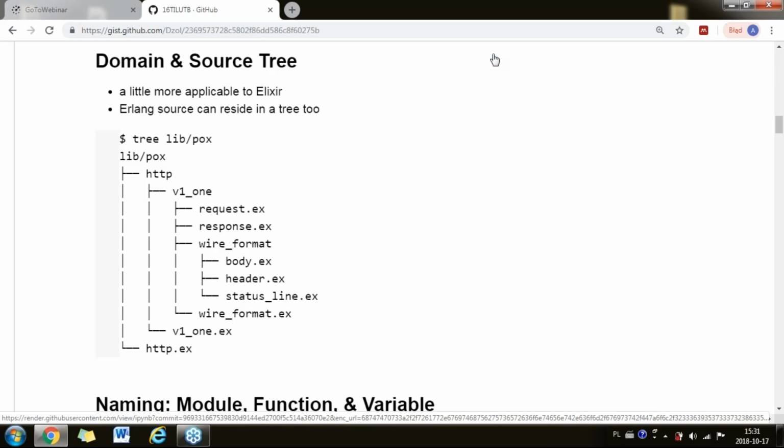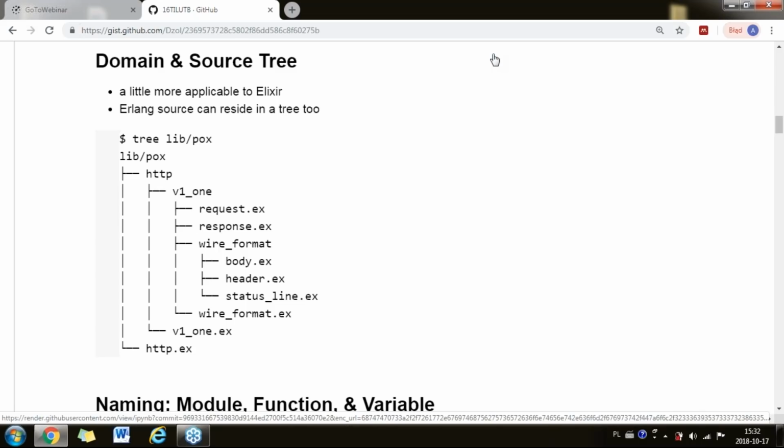So POX is an HTTP library. There are obviously more than one version of the HTTP protocol, and that's what the v1_1 directory captures. That's the only version we support here. And then you can see from the listing, right, that we have a request and a response, and these are the big HTTP entities. So they have a small domain of their own, and of course there's the wire format.